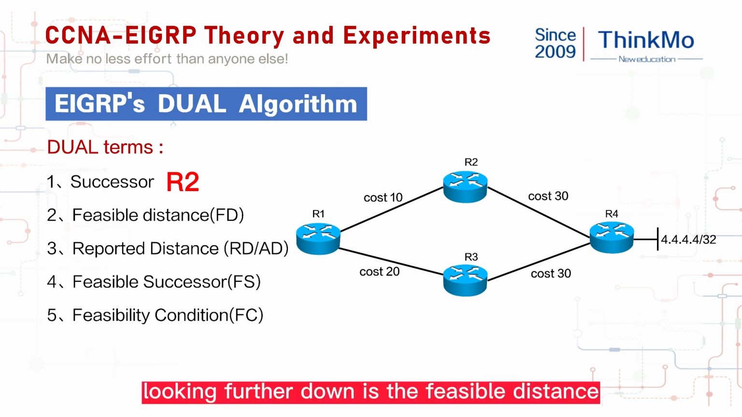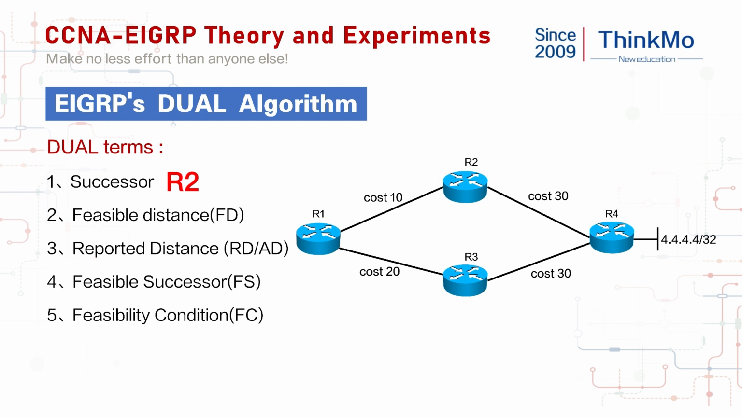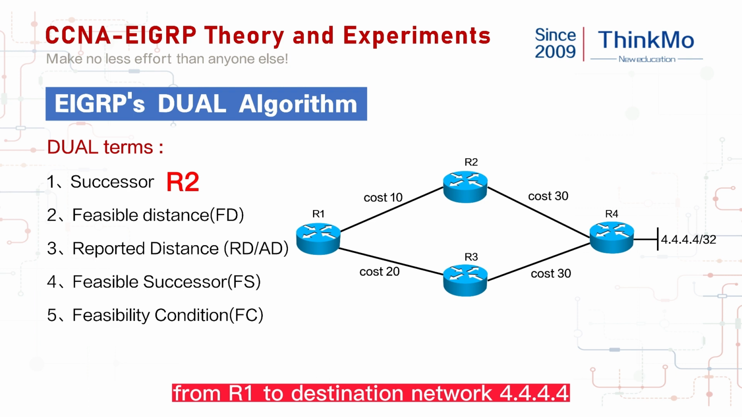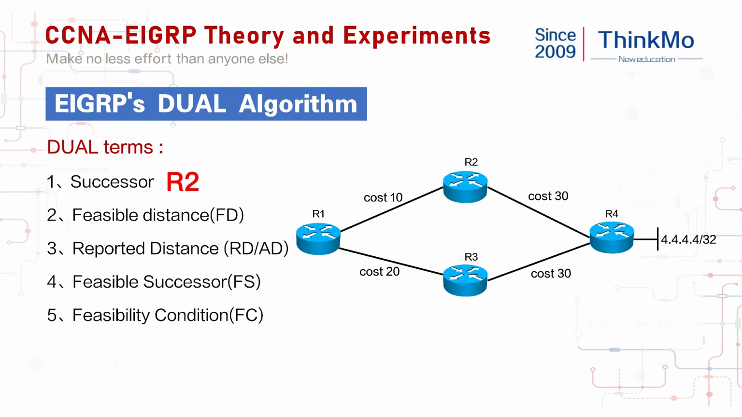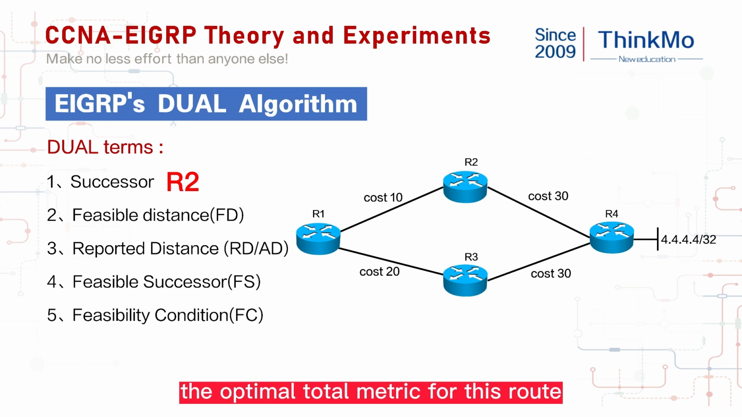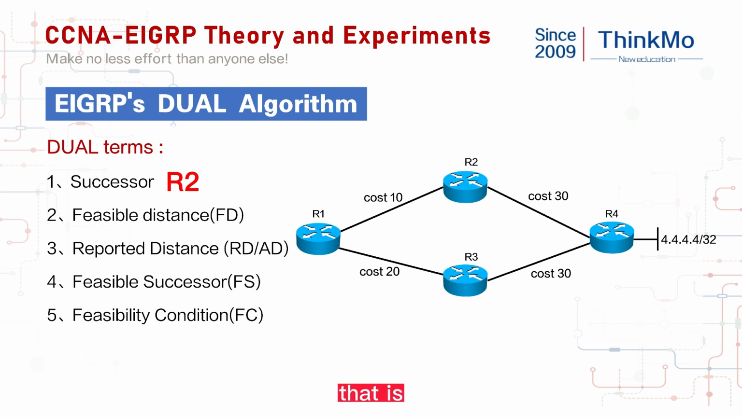Looking further down is the feasible distance. From R1 to destination network 4.4.4.4, the optimal total metric for this route is 30 plus 10 equal to 40.